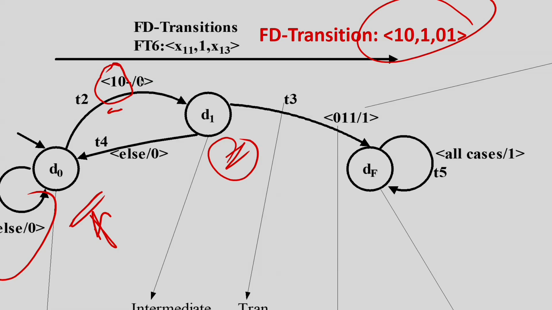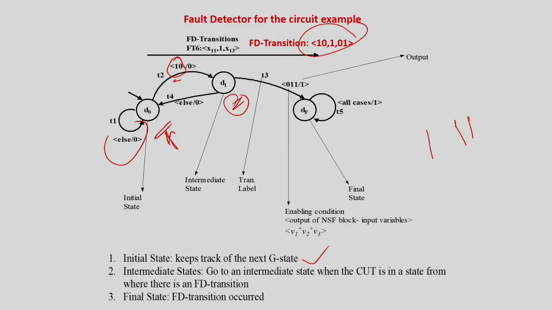See, in all other cases the output is basically a 0. This is also a 0, this is also a 0, this is also a 0, but from here it is going to the last state of the tester, it gets stuck over here because the fault has been detected.